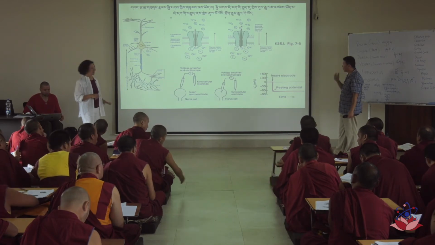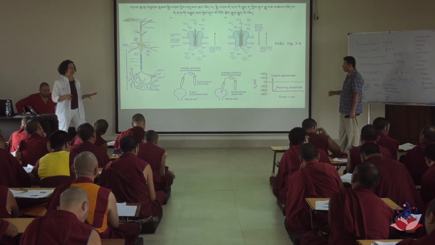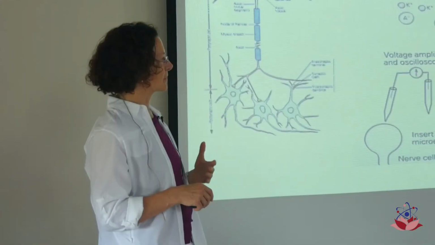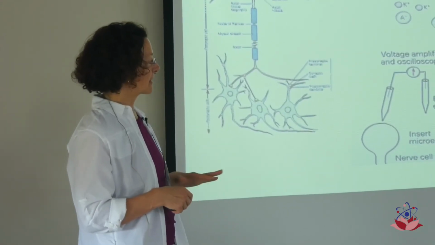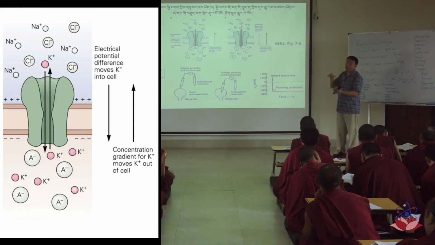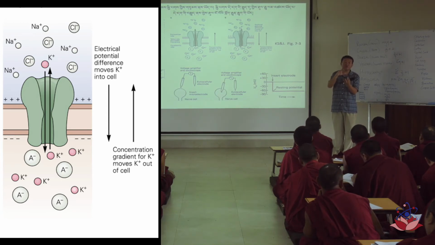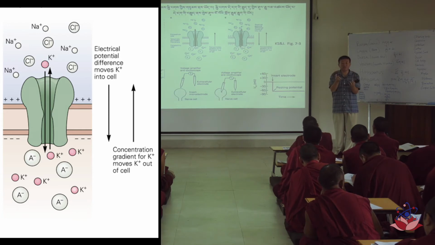So when the cell is not active, when it's just resting, it has a negative resting potential at about minus 70 millivolts.